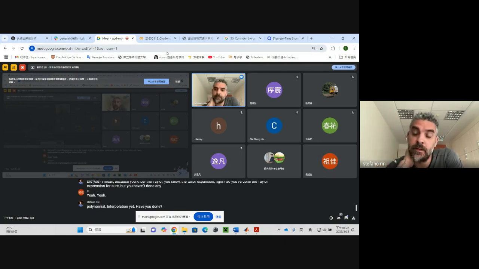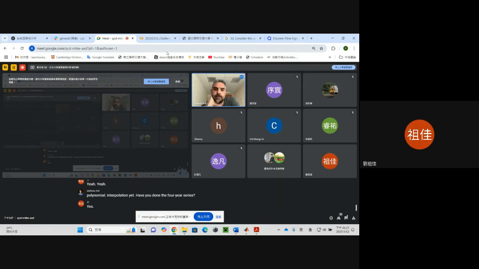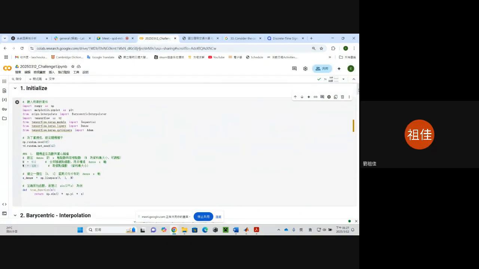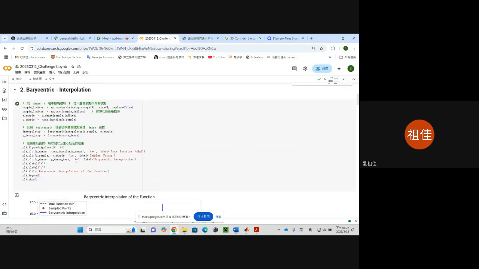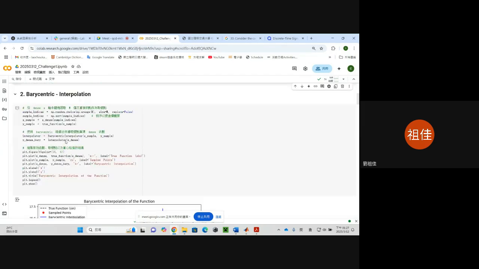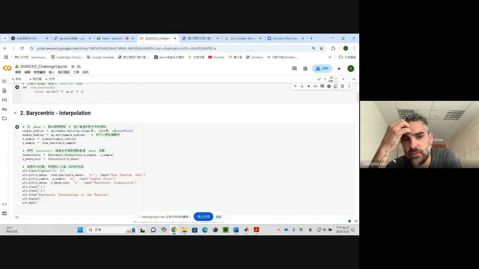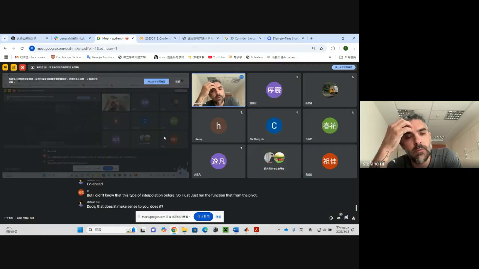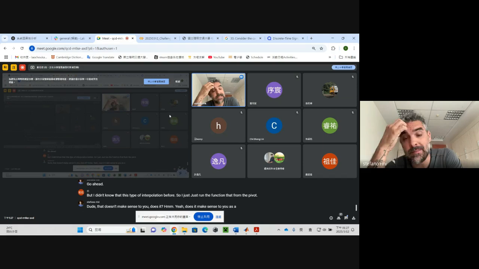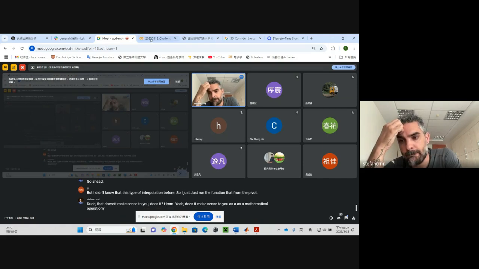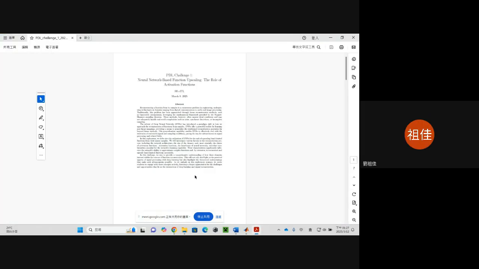Have you done the Fourier series? Yes. You studied the Fourier series? Yeah, I studied it from signals and systems. Okay, very good. So go ahead. But I didn't know this type of interpolation before, so I just ran the function from Python. Does it make sense to you as a mathematical operation? Maybe it makes sense.